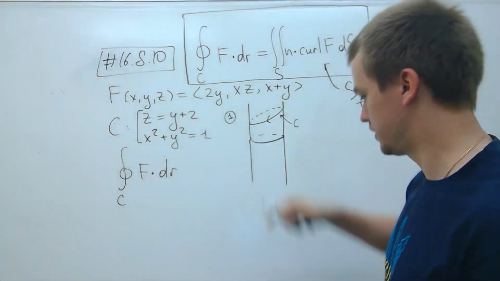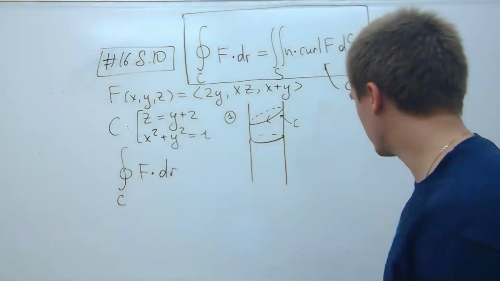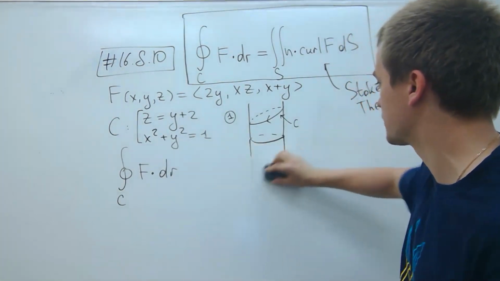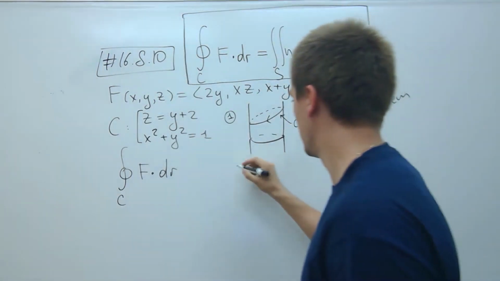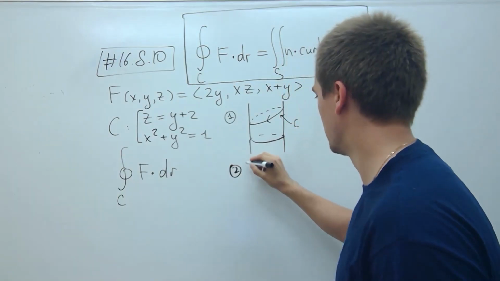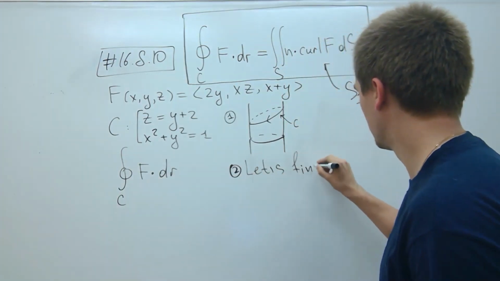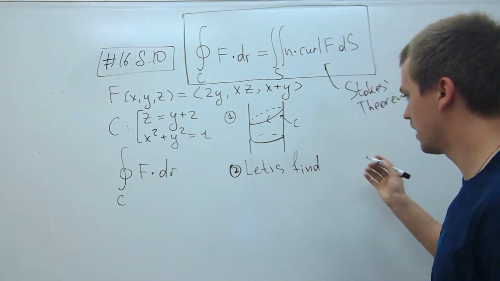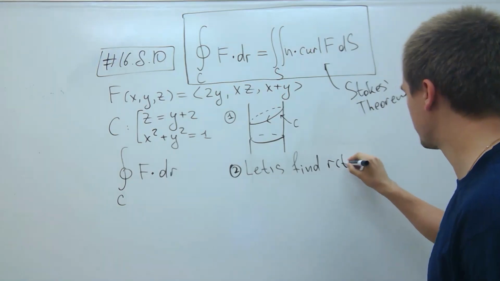So this is going to be my curve C. So that's what we need to do for step 2. For step 2, we need to find the right parameterization, one that goes counterclockwise. So for step 2, let's find the parameterization. In this case, r is going to be just r of t.